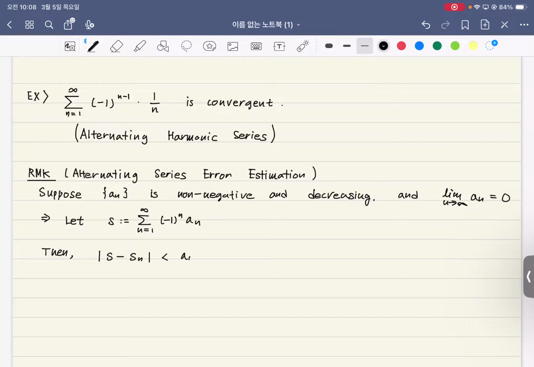This is bounded by a_{n+1}. This is such a useful fact, so easy and so useful, but the proof of this one is not provided in our textbook. So let me take a couple of minutes to justify this. Why?